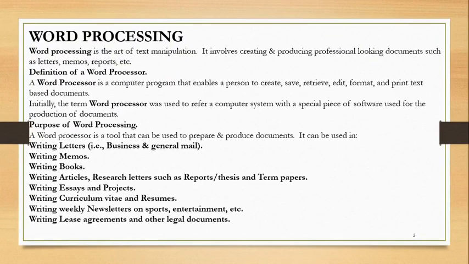Word processing. Now, word processing is the art of text manipulation. It involves creating and producing professional-looking documents such as letters, memos, reports, etc. Then we also have a word processor. A word processor is a computer program that enables a person to create, save, retrieve, edit, format, and print text-based documents. Now, initially, the term word processor was used to refer to a computer system with a special piece of software used for the production of documents.